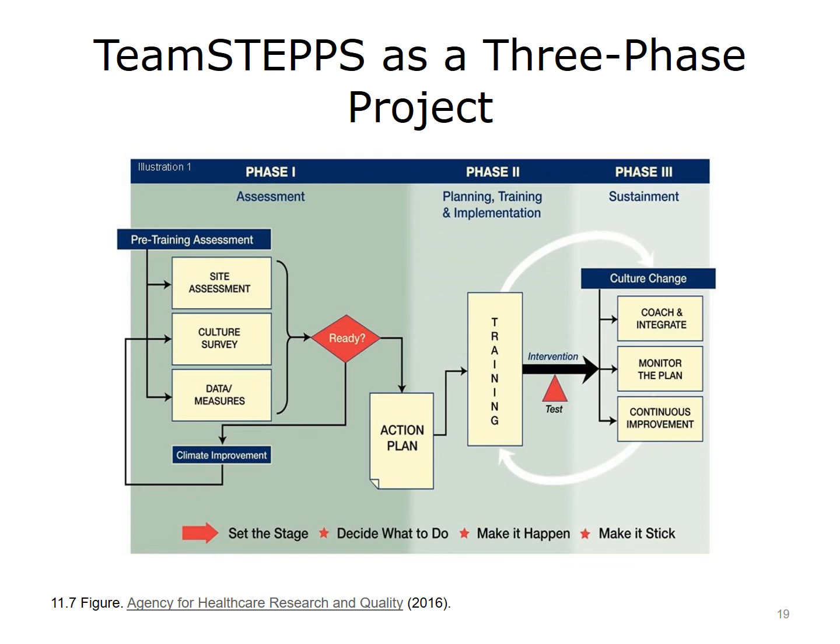This slide is another illustration taken from the AHRQ website. It shows TeamSTEPPS as a 3-stage project. Assessment, Phase 1. Planning, Training, and Implementation, Phase 2. And sustainment, Phase 3. These phases are continuous and are designed not only to help build and maintain mindful and meaningful teams, but also to shift the entire culture from isolated thinking to teaming for safety and quality improvement.